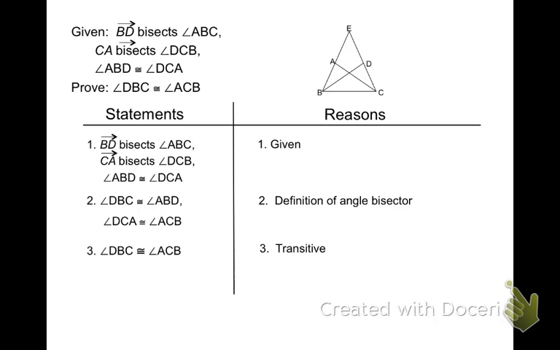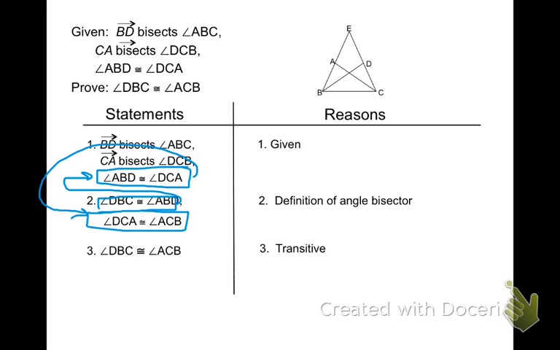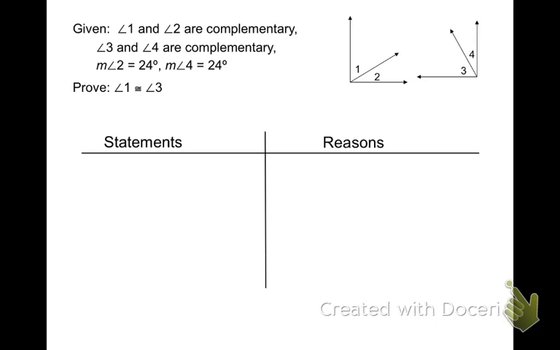Now we see, based on transitivity, we'll see the flow of transitivity here. If angle DBC is congruent to ABD, well, angle ABD here is congruent to angle DCA, and angle DCA is congruent right here to angle ACB. So by actually 2 steps of transitivity, we've reached our statement we were trying to prove. Angle DBC is congruent to ACB.